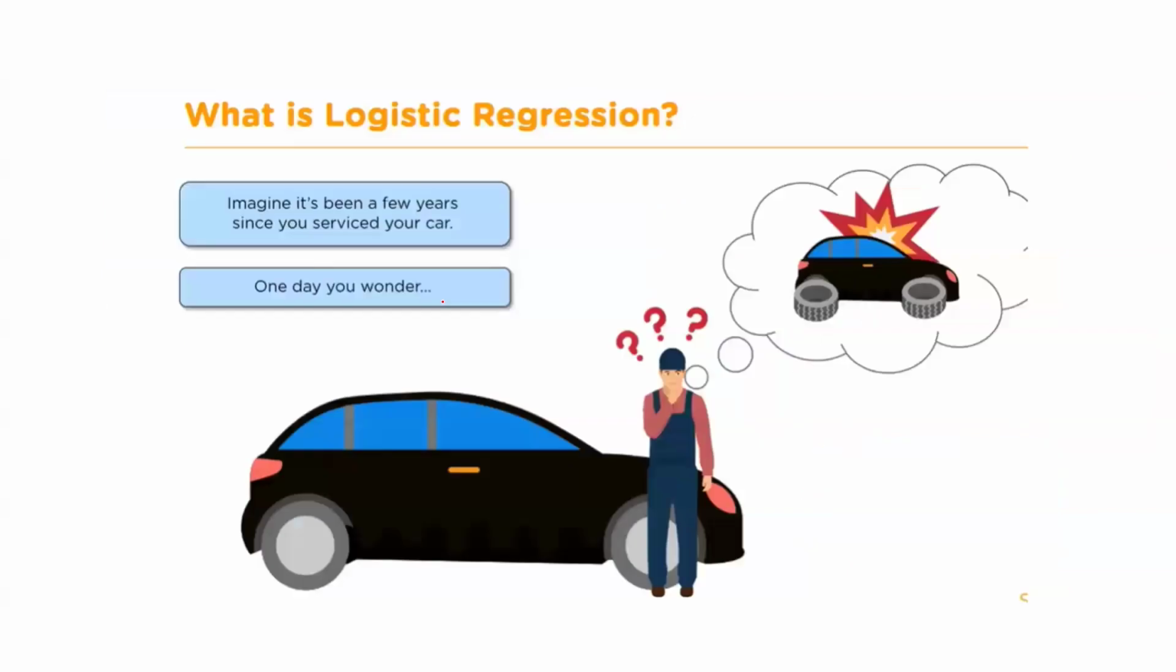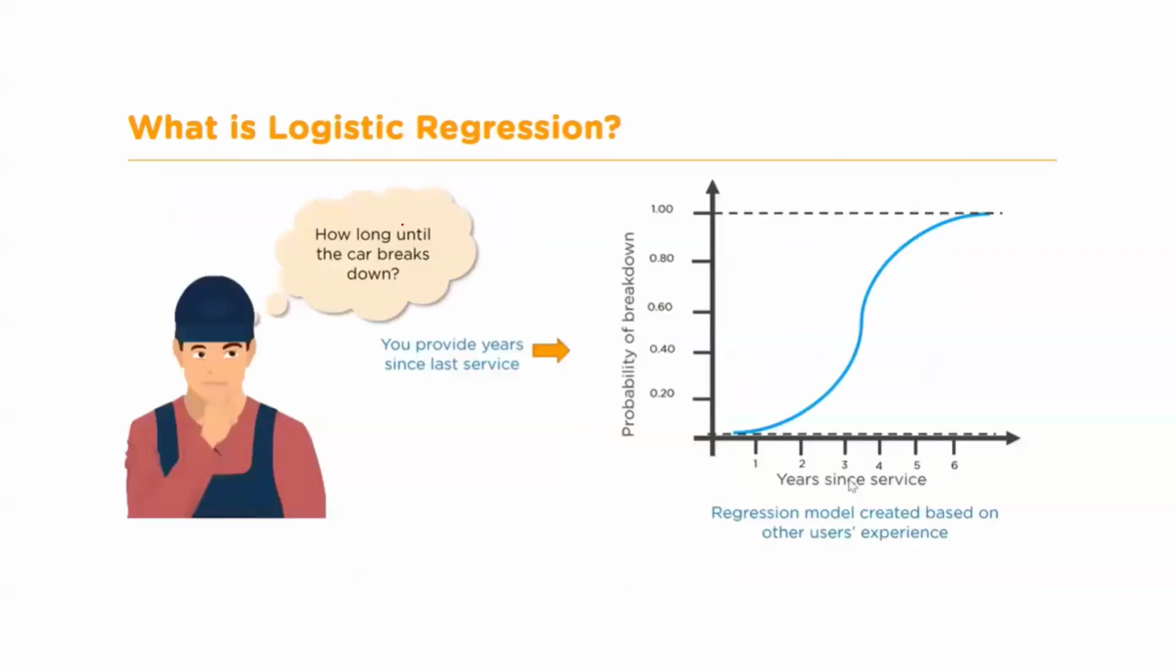Okay, let me explain one more example, where there is a problem statement and we see how a logistic regression model is going to work for it. Let's imagine you have a car and it's been a few years since you serviced your car. One day maybe you wonder about the chances that it may break down. Now you want to predict how long until the car breaks down. Suppose you have completed 2 years or 3 years and till now your car didn't break down, but you want to predict after how many years the car may break down.